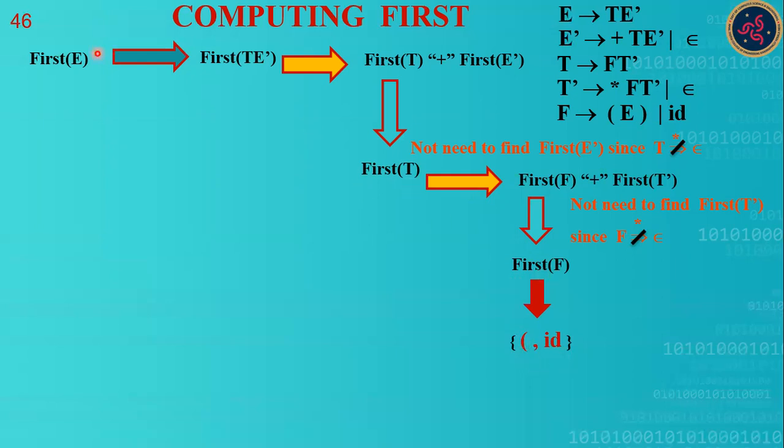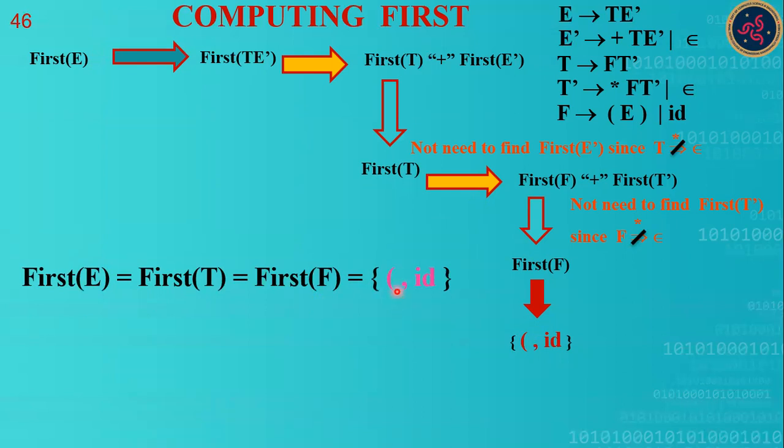And what is first of E? First of E is first of T. Again, it will have the same value. So finally, first of E is equal to first of T, and first of T is equal to first of F, which is equal to opening bracket, comma, id. Okay. So now we have our first values for E, T, and F, right?